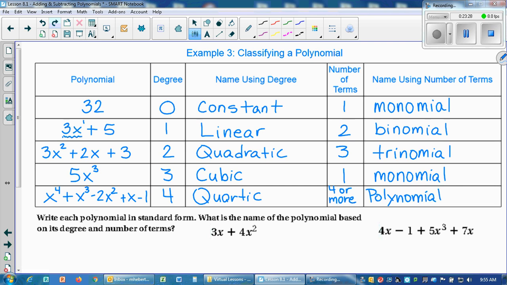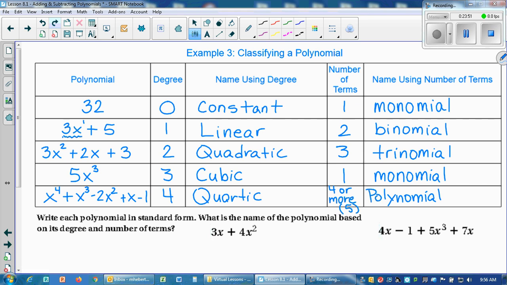And our guy over here had 5 terms. So 5 is 4 or more, so we have a polynomial. So we have two polynomials down here at the bottom, and they're not in the right order. So we got to write them in the correct order, and then we're going to name them. We're going to give them a first name and then a last name. So we're going to look at our first guy.